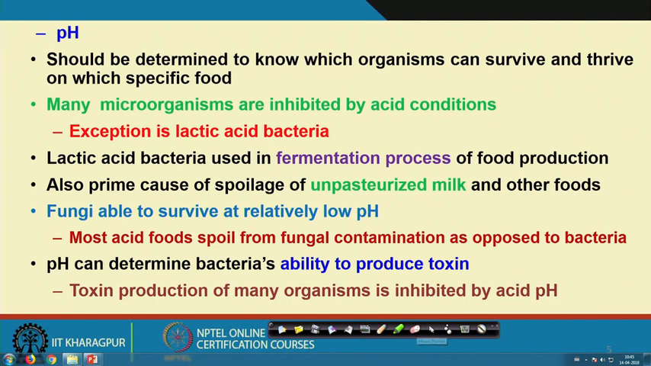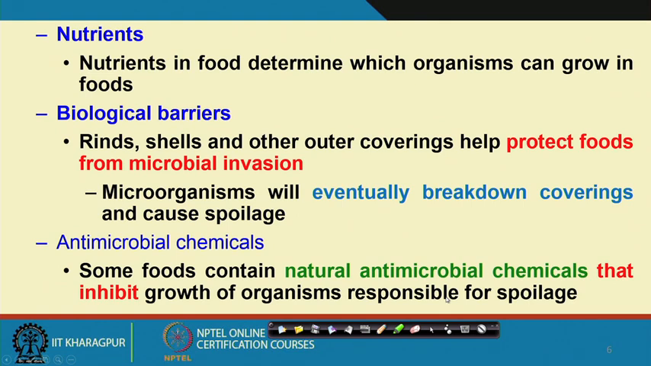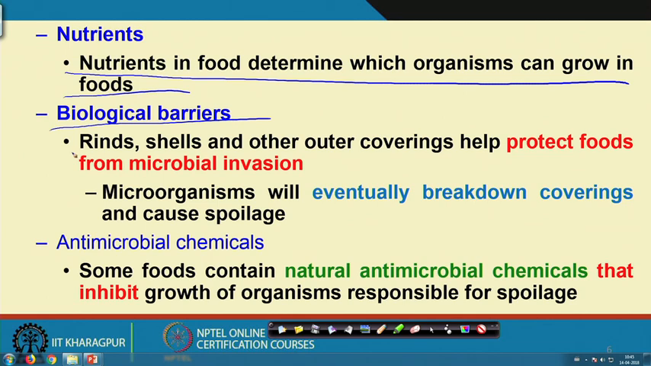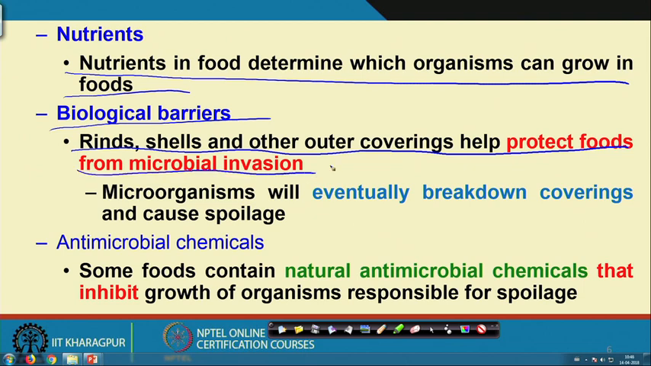From pH, let us now move to others like nutrients, right. Nutrients in food determine which organisms can grow in which food. What nutrient is available in which food will dictate which organisms will grow, right. Biological barriers like rinds, shells and other outer coverings help protect foods from microbial invasion. Rinds means the hard cover like the shell of your orange, right. So, they are called rinds. And shells like your egg shell, right.